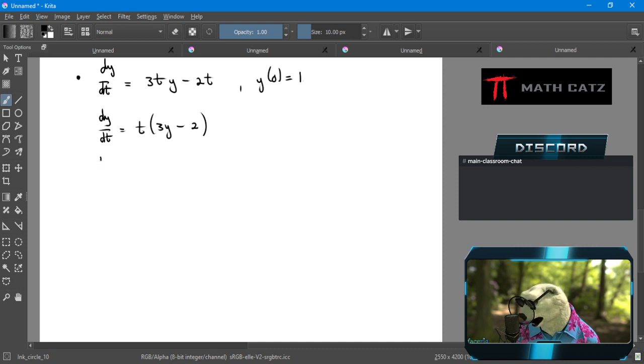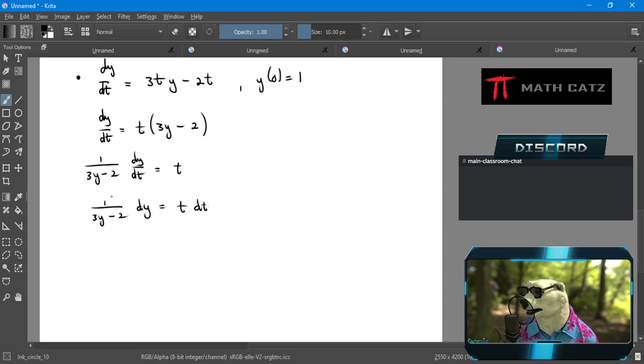Once I have that, whether I want it or not, separating the variables is going to take the 3y minus 2 to the left. And I can then finish that by multiplying both sides by dt. Yeah, some people like to put the dy at the top. I'm not one of those people. Integrate both sides. And then I have to think a little bit, but the right side's easy.